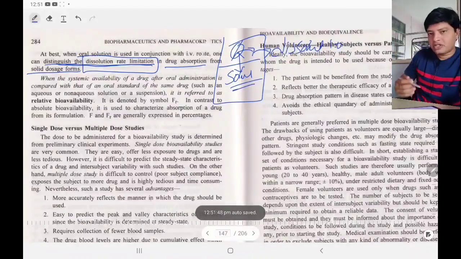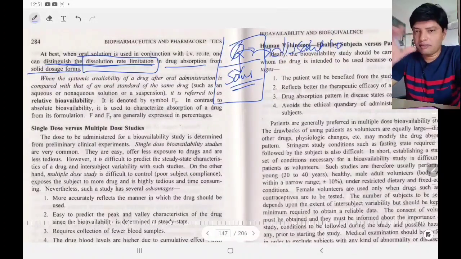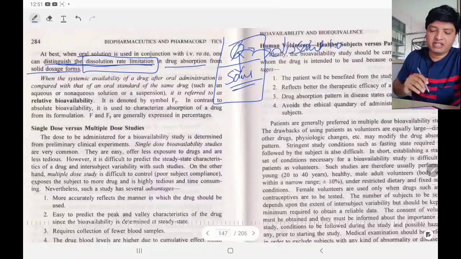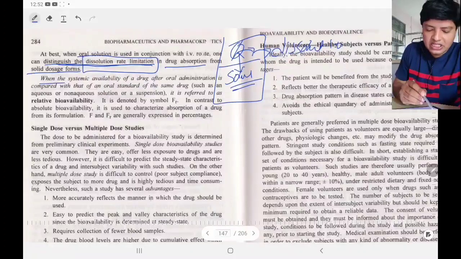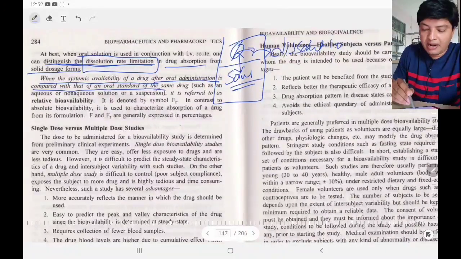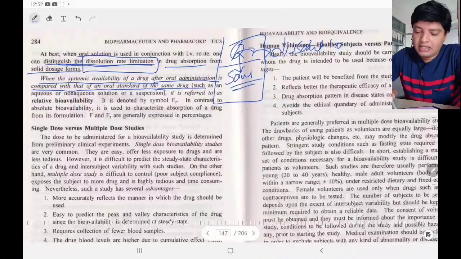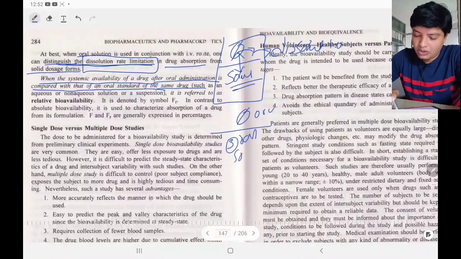Then another type of study is there. I just said there are two types of study design. One is absolute bioavailability. The second type of study design is when the systemic availability of the drug after oral administration is compared with that of an oral standard of the same drug. So same thing, you have given the drug orally in solid dosage form, then you give the drug orally in solution form. We call this solution form the standard.